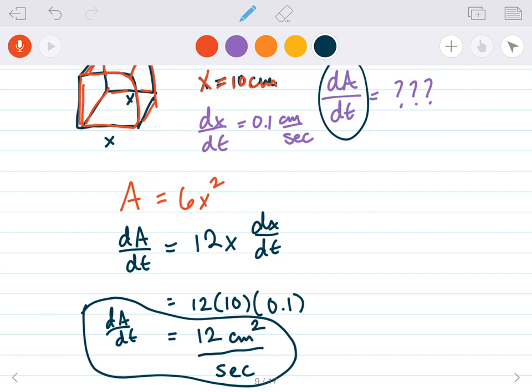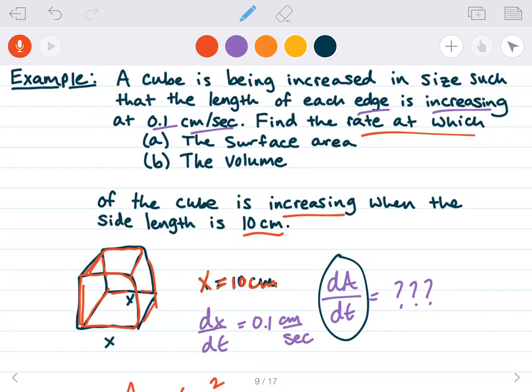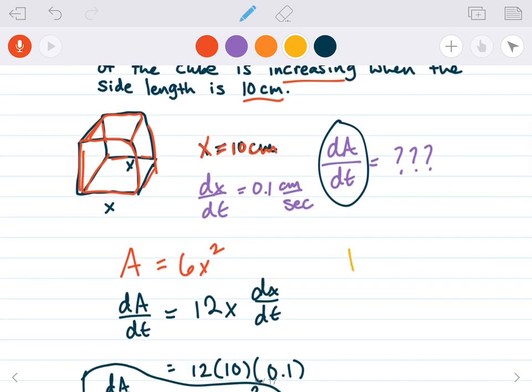Now for the second part, I need to figure out the rate at which the volume is increasing. Now the volume, let's write down the volume of a cube. Well, the volume is just going to be the area of the base times the height. The area of the base is x squared, x times x, and the height is x. So the volume of the cube is just x to the third. Taking the derivative of both sides, we're trying to find dV/dt, so the derivative of volume with respect to time on the left is equal to 3x squared tack on a dx/dt.